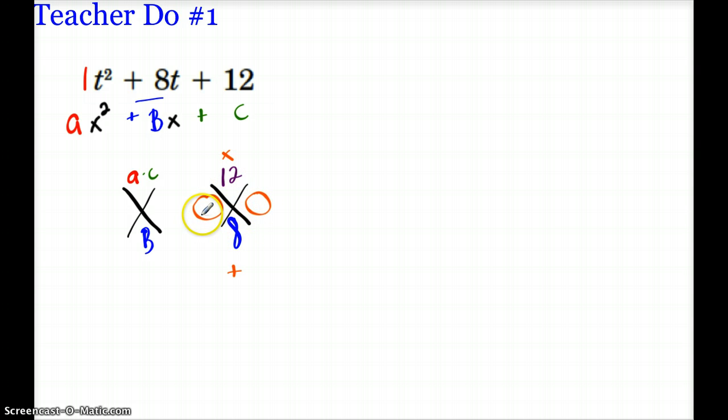So something times something... 6 times 2. 6 times 2 is 12. 6 plus 2 is 8. This works. Okay. Now that's the X portion of the X box. And here's the box portion.